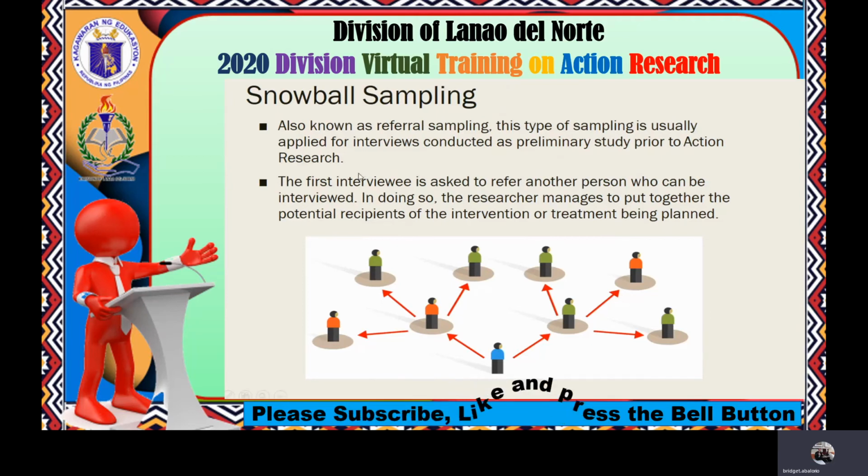We are going to pile first. Dapat maka-identify lang kag isa ka sample, and then mag-pile na dayon tong different samples. So that's the snowball sampling.